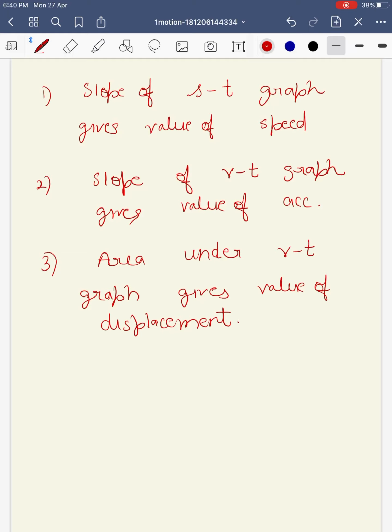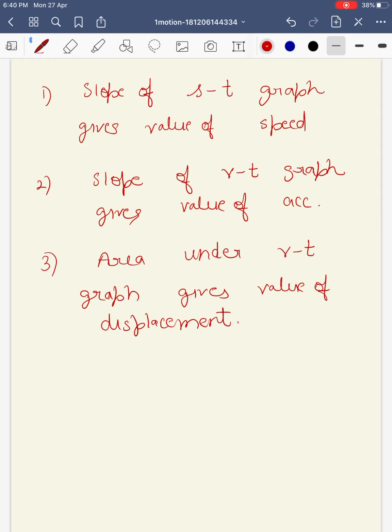All the graphs are very important. Sometimes you are given graph in the paper and you have to interpret the type of motion. So see, graphs are very important. Just by looking at the graph we can tell that what type of motion that object is executing. At the same time, from the slopes we can calculate the speed or the acceleration, and even we can calculate the displacement from the area. How to calculate velocity or acceleration from slope, or how to calculate the displacement from the area, that will be more clear when we will be doing numericals based on these topics.